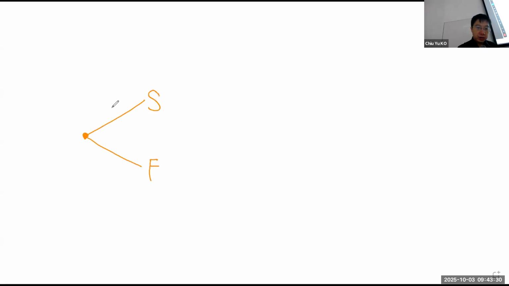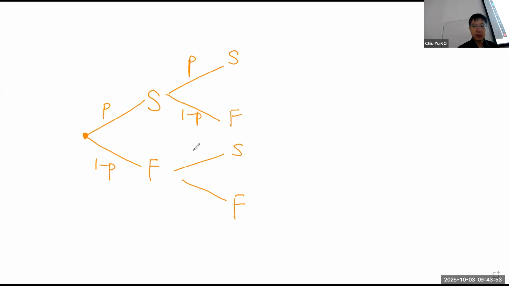In the binomial, the first one is a binomial trial, right? It's P and 1 minus P. Success means that there's one success, or 0 success, right? Again, you can go again: success, fail, and success, fail, right? This is P, 1 minus P, P, 1 minus P. And 2 successes means the number of successes x equals 2, right?